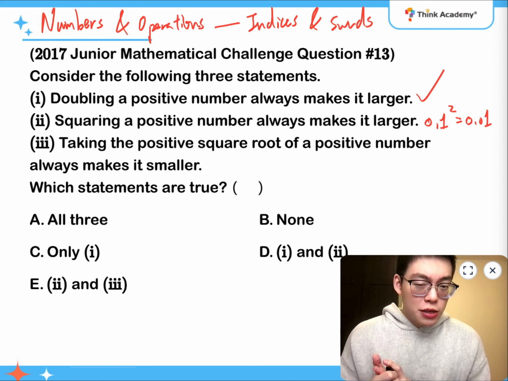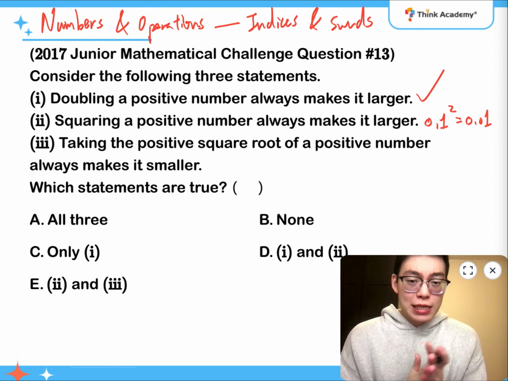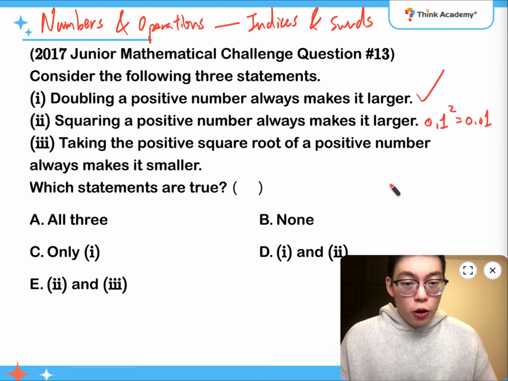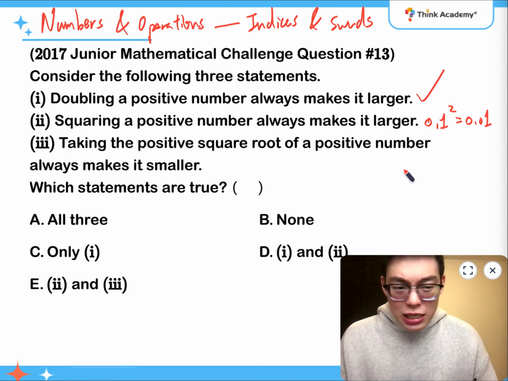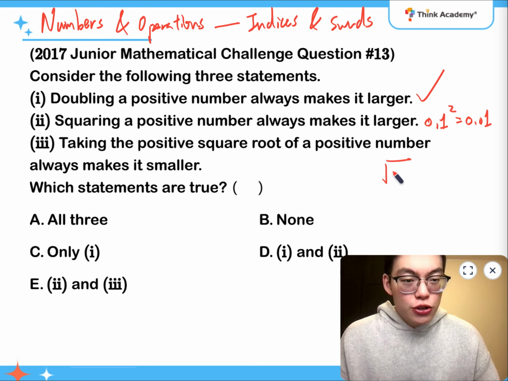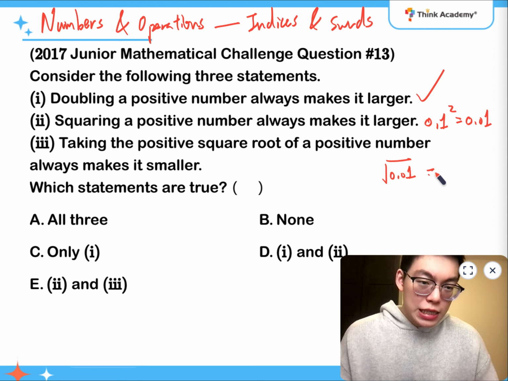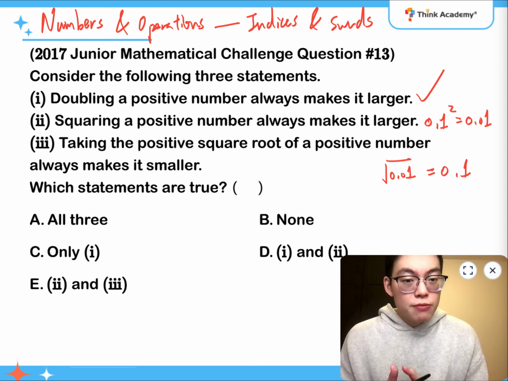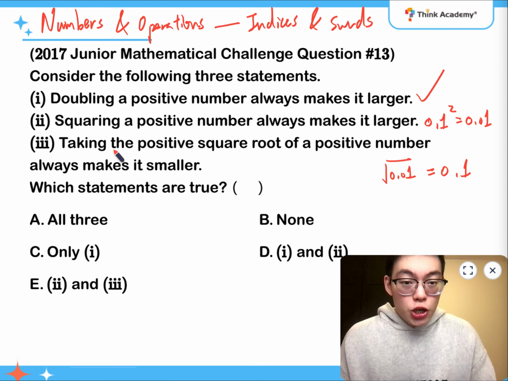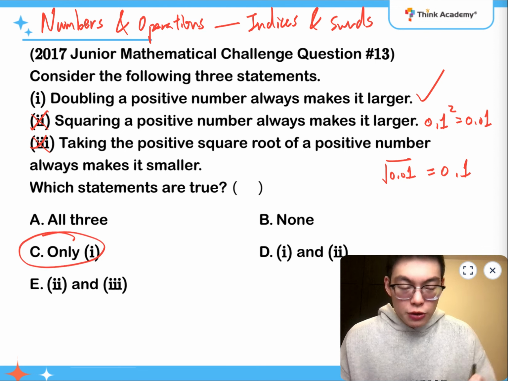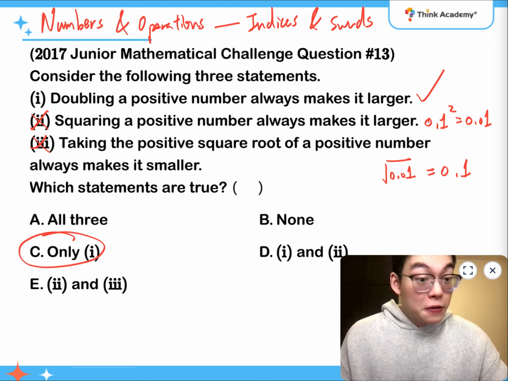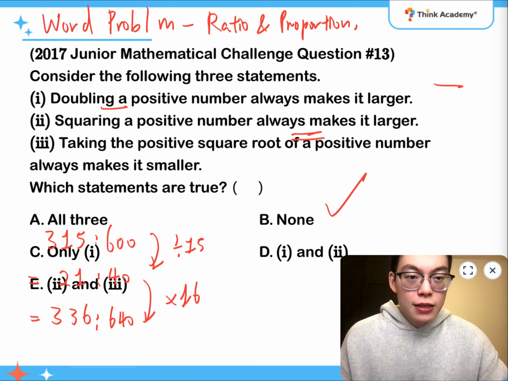And of course, the third one is just like the second one. Taking the positive square root is not going to make it larger. Just use the same example. What if you take the root of 0.01? That's going to be 0.1, which is greater than 0.01. So these two are false. Only the first one is going to be true. Okay, so that's it for this question.